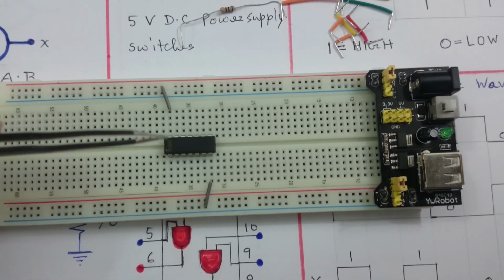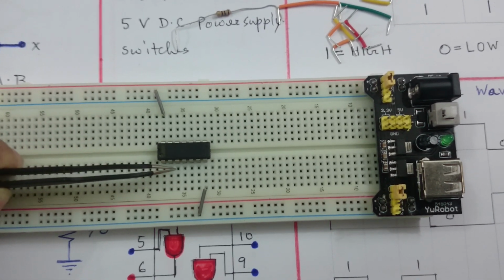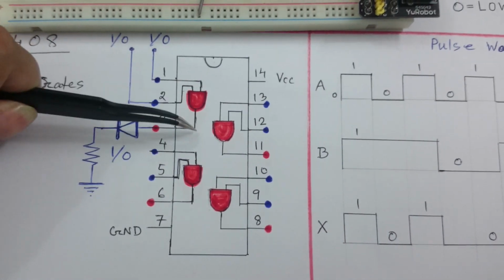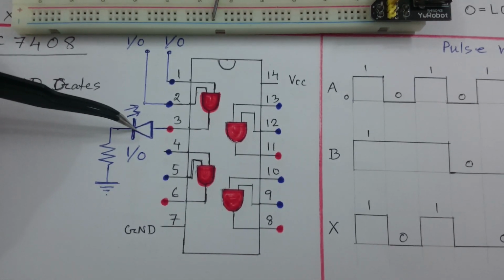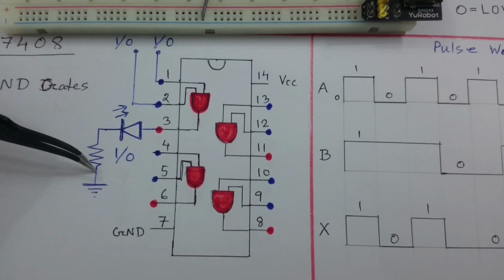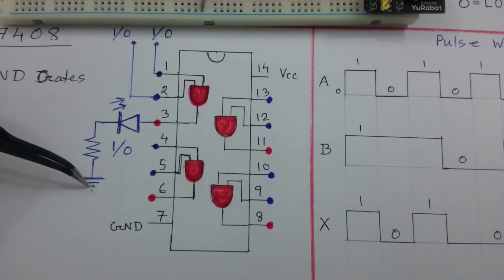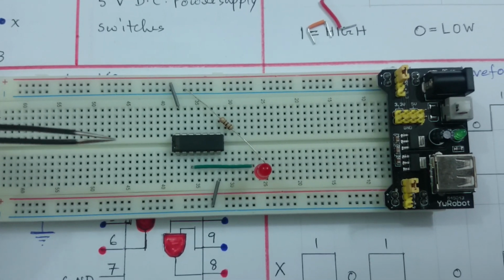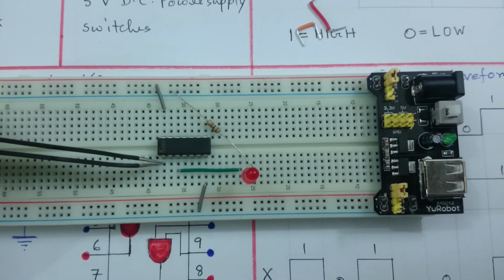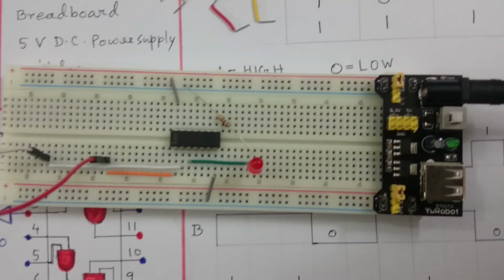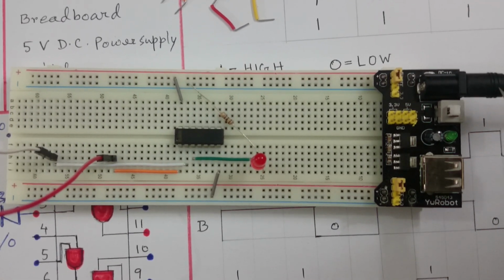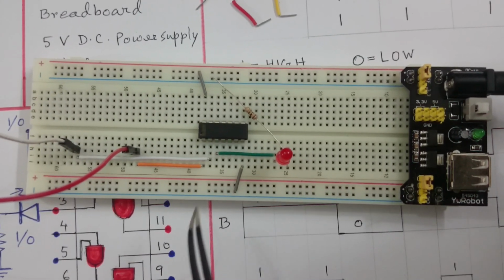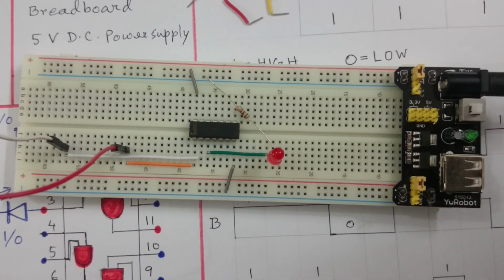Now I am going to take the output from pin number 3. According to the circuit diagram, I am going to take this output and connecting to a LED and a resistance, and other side of the resistance I am going to connect to the ground. Now I am going to get the connection from pin number 1 and pin number 2. Here I connected the power supply and two connector I put here from the 2 input of this AND gate.